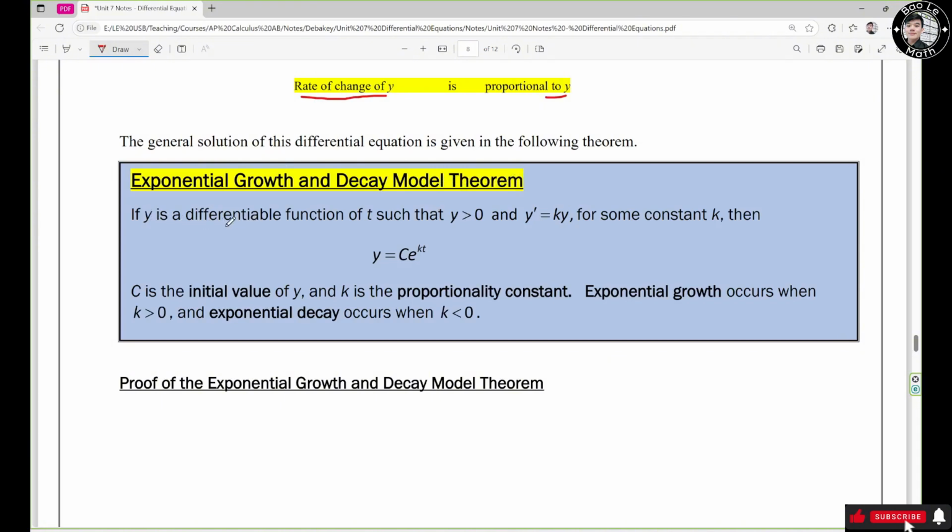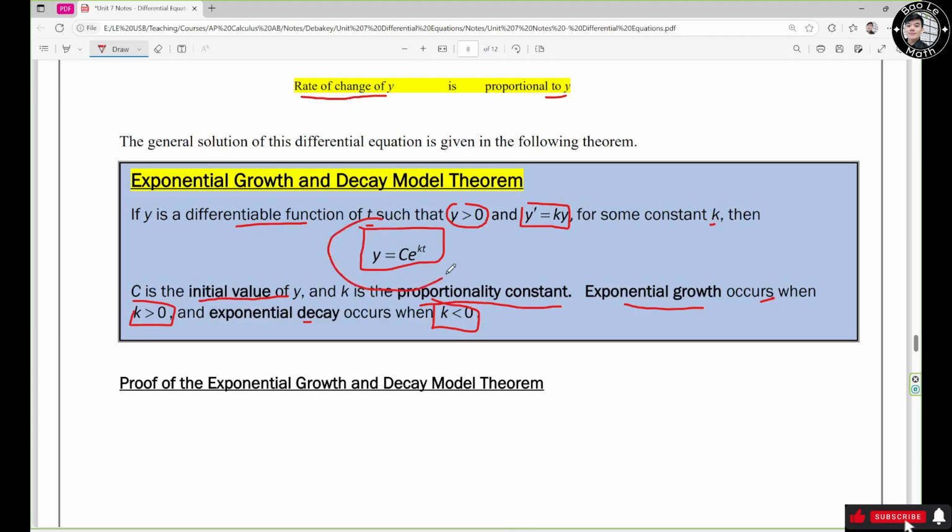Now, the exponential growth and decay model theorem. If y is a differentiable function of t such that y is greater than 0 and y prime equals k times y for some constant k, then y equals c times e raised to the k times t, where c is the initial value of y and k is the proportionality constant. Exponential growth occurs when k is greater than 0. Exponential decay occurs when k is less than 0.